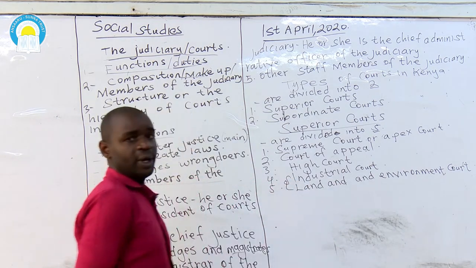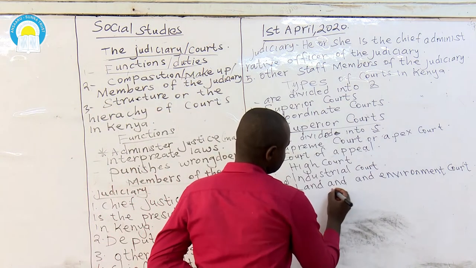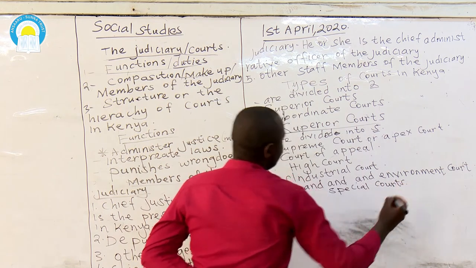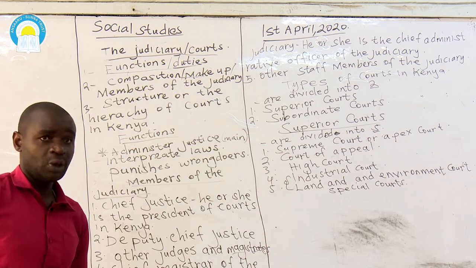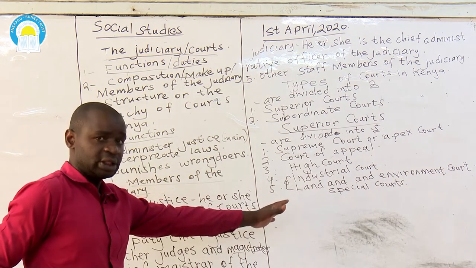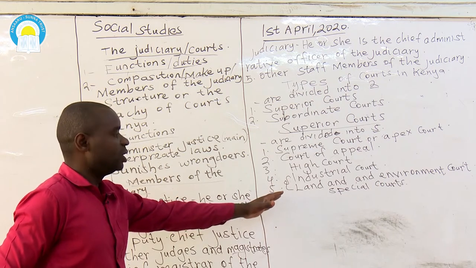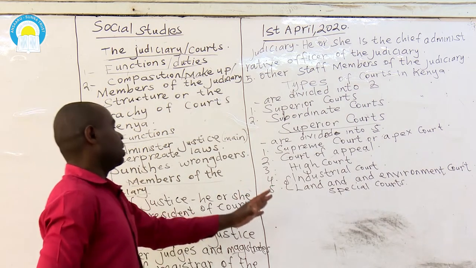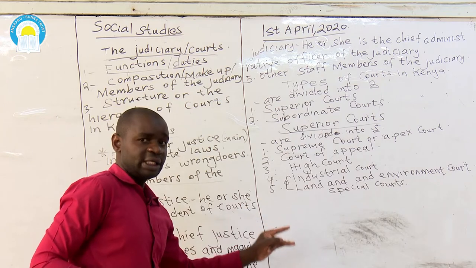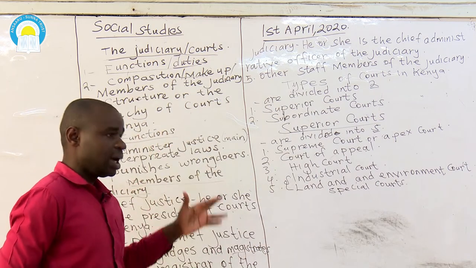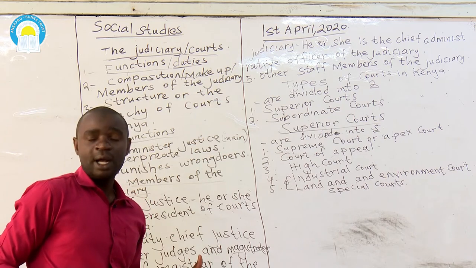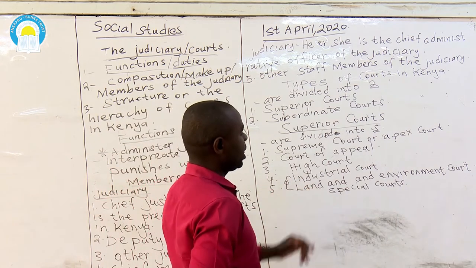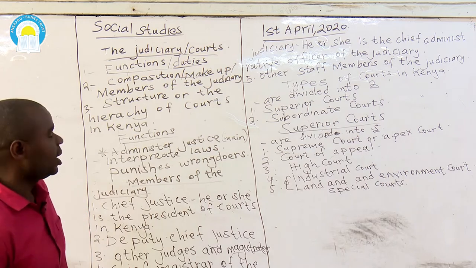Industrial and Land and Environment, these ones are also known as special courts. They are special courts because they were established to specifically deal with special matters. For example, the Industrial Court deals with matters concerning employment and labor. Land and Environment deals specifically with matters concerning land. You know, land issues are among the most thorny issues in the Republic of Kenya. So these two are classified as special courts, but still they lie under the Superior Court.